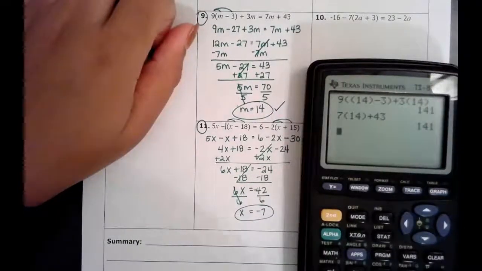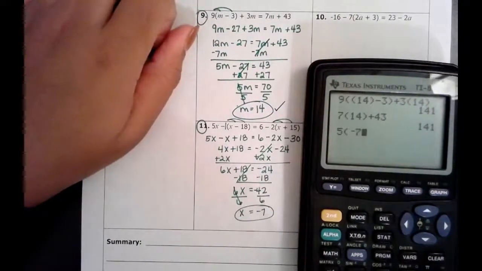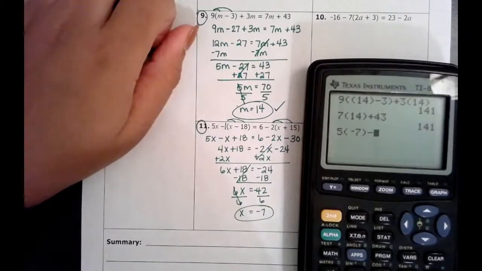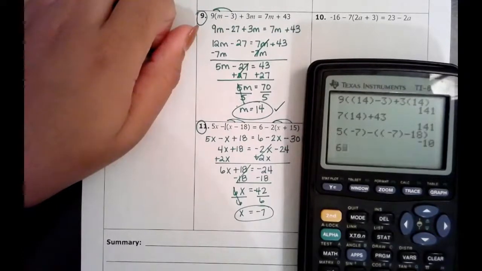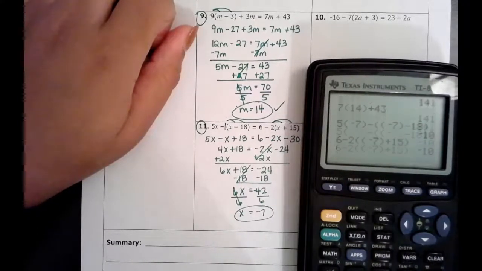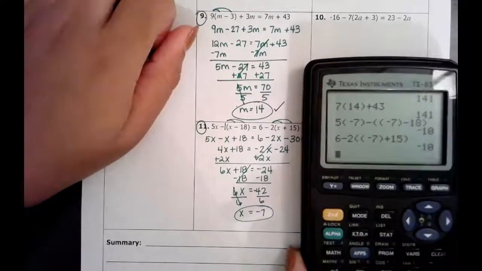So we have 5 times negative 7 minus negative 7 minus 18, and it gives me negative 10. 6 minus 2, negative 7 plus 15, also negative 10. So that's correct.